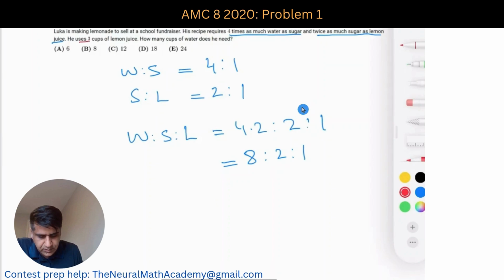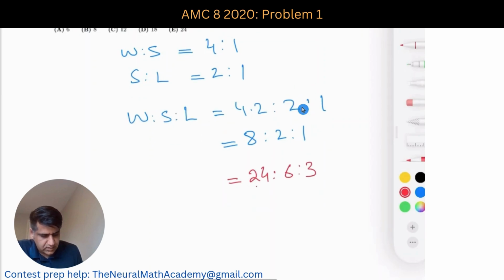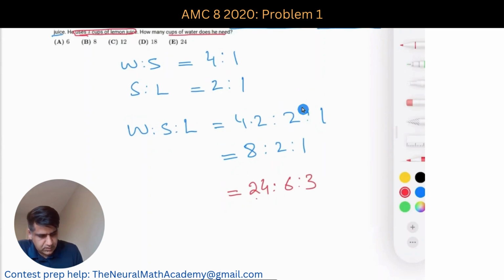Now we have to answer that he uses 3 cups of lemon juice. How many cups of water does he need? Since he is using 3 cups of lemon juice, we can simply multiply all of these numbers by 3, and we will get 24, 6 and 3. So the answer that we have is 24, and that is E.